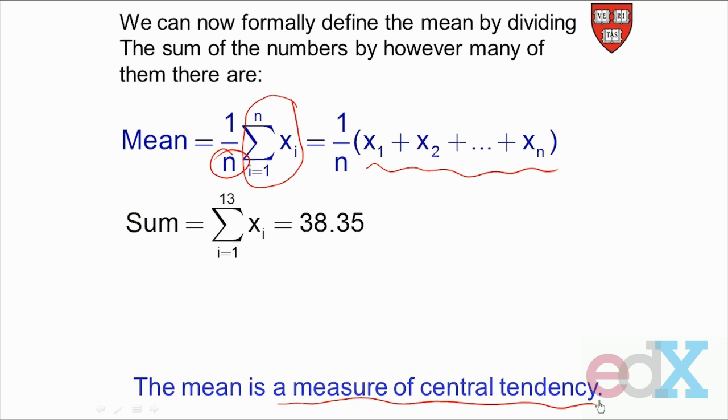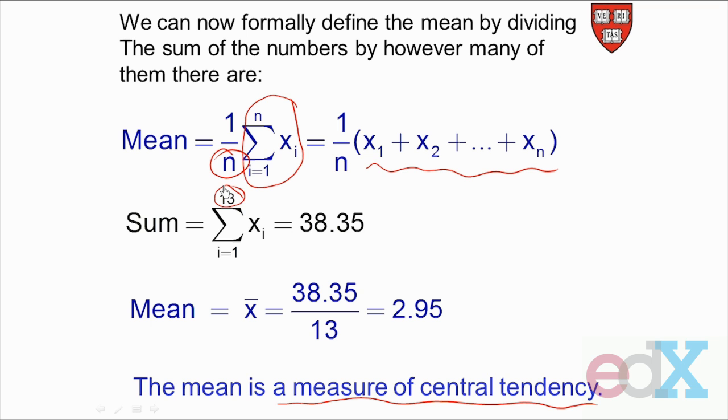So going back to our example, the sum was 38.35. There were 13 numbers. And so if we divide by 13, we get that the mean is 2.95. So the mean of these numbers is 2.95, and that's roughly the middle of where the numbers are.